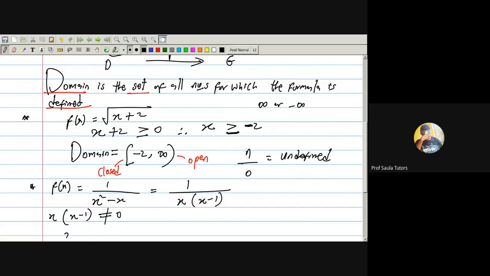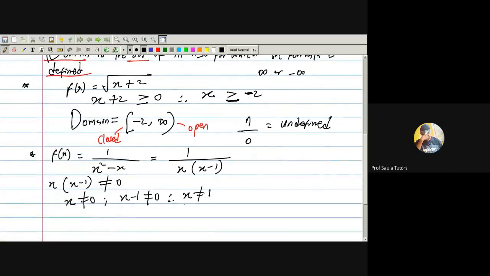From here, it means that x must not be 0, and at the same time, x minus 1 must not be 0. So from here, x must not be 1. Now, check. So now write the domain. How do I write the domain? I can use different ways to write. I can use different styles to write my domain. Let me use another way for this one.